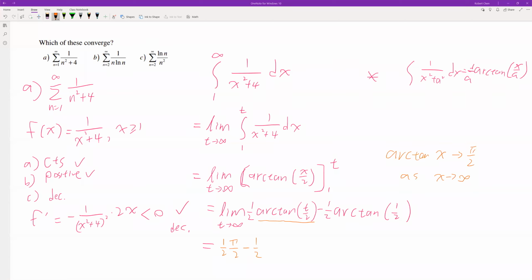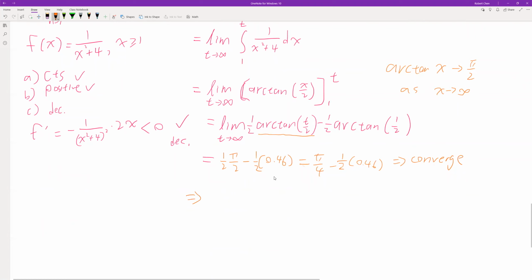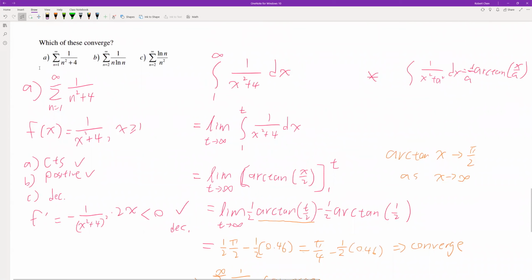It's about 0.46 radian, right? All in all, this is going to be some constant, pi over 4 minus 1/2 times 0.46, which is a nice number, a constant. So that means it's going to converge. So the integral converges. That means the infinite series of 1 over n squared plus 4 converges. Okay. All right, so part A is going to converge.